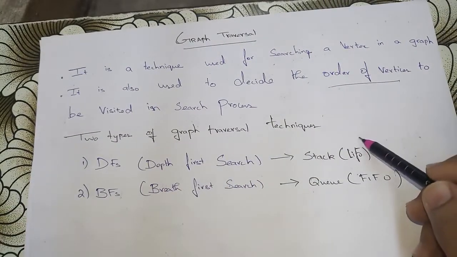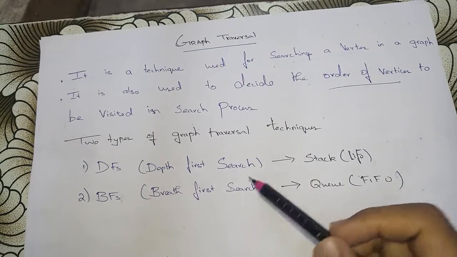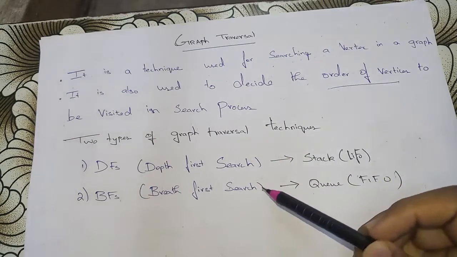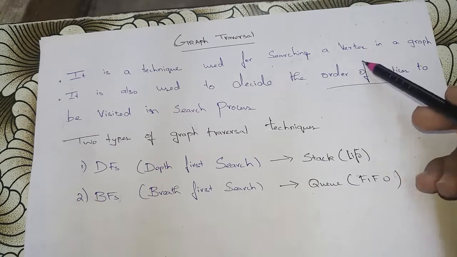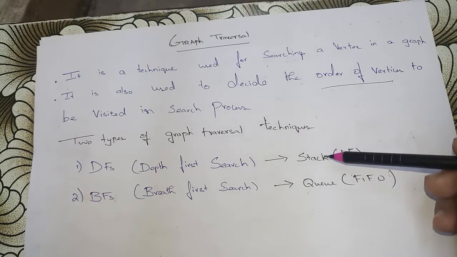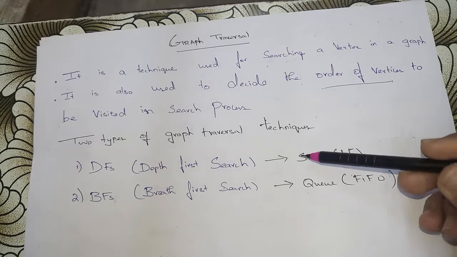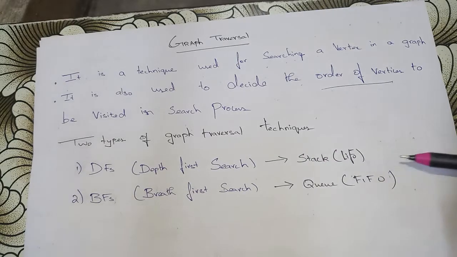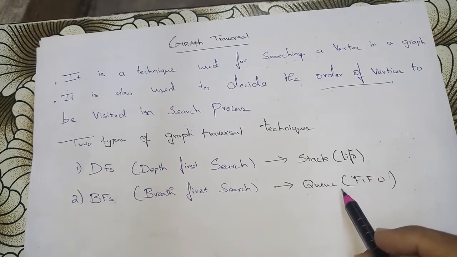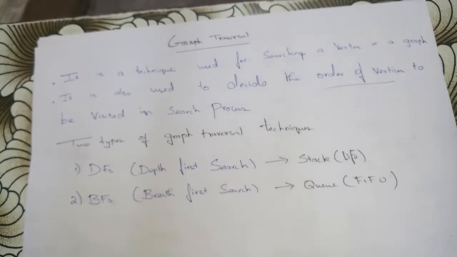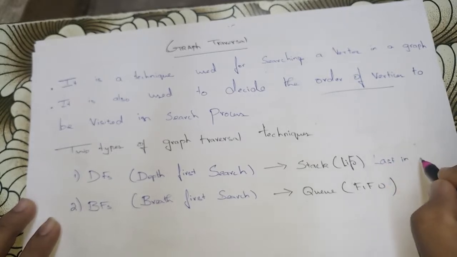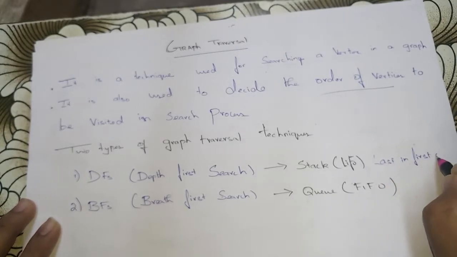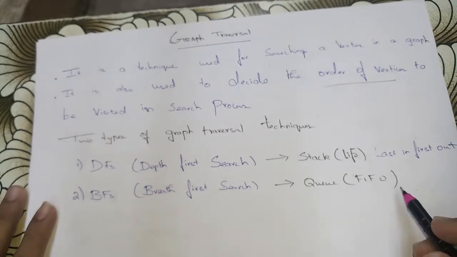There are two types of graph traversal: DFS and BFS, depth first search and breadth first search. We know that graph traversal uses the order of vertices and the searching of vertices. So graph traversal uses a unique method. Depth first search uses a stack data structure and breadth first search uses a queue data structure. Depth first search uses last in first out, and breadth first search uses first in first out.